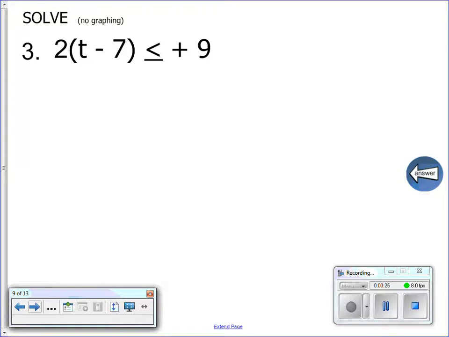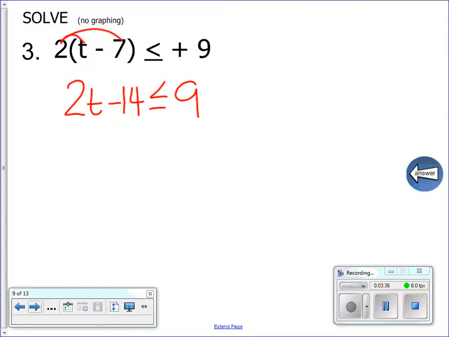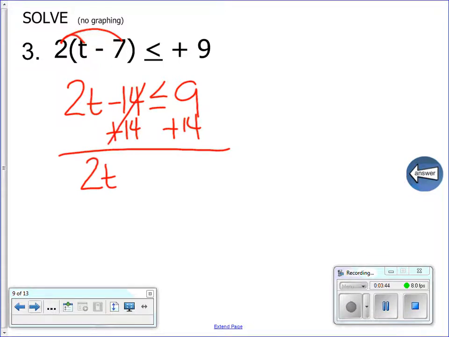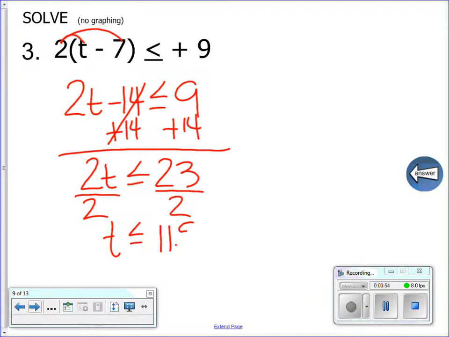On this one, we need to distribute. So 2 times t is 2t. 2 times -7 is -14, is less than or equal to 9. Add 14 to both sides, and we get 2t, this becomes 0, is less than or equal to 23. Divide both sides by 2, and we get t is less than or equal to 11.5.